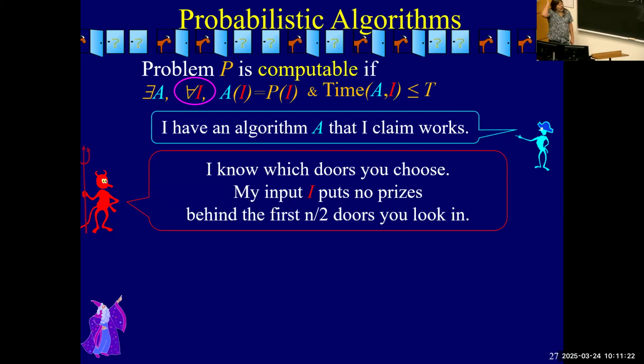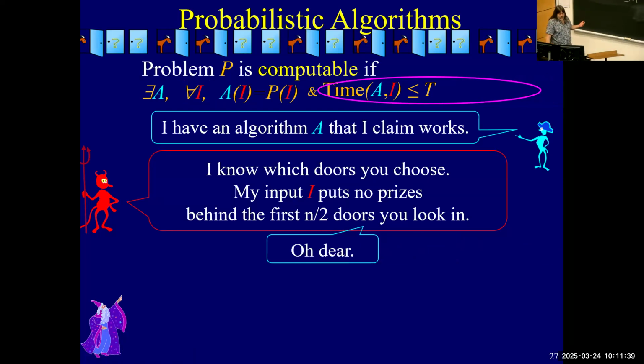It goes and opens door 8. Oh, there's not a prize. And it opens door 27. Oh, there's not a prize. So he knows the first N over 2 doors the algorithm is going to look at. And he comes up with the input where those doors don't have prizes. And so, in fact, that's what the algorithm is going to do on that input. Does that make sense? And then the plus 1: the algorithm looks at that one next door, and it's promised to be a prize. Everybody get that?